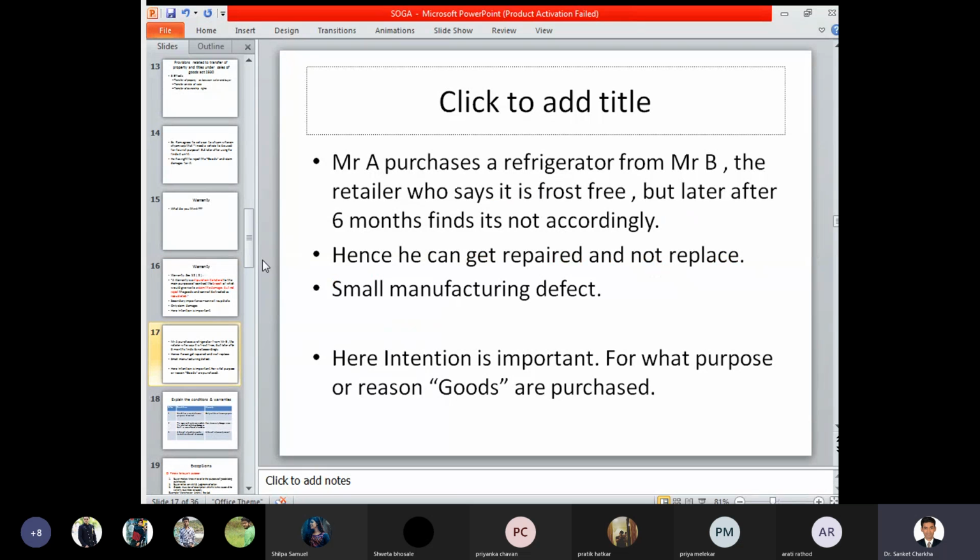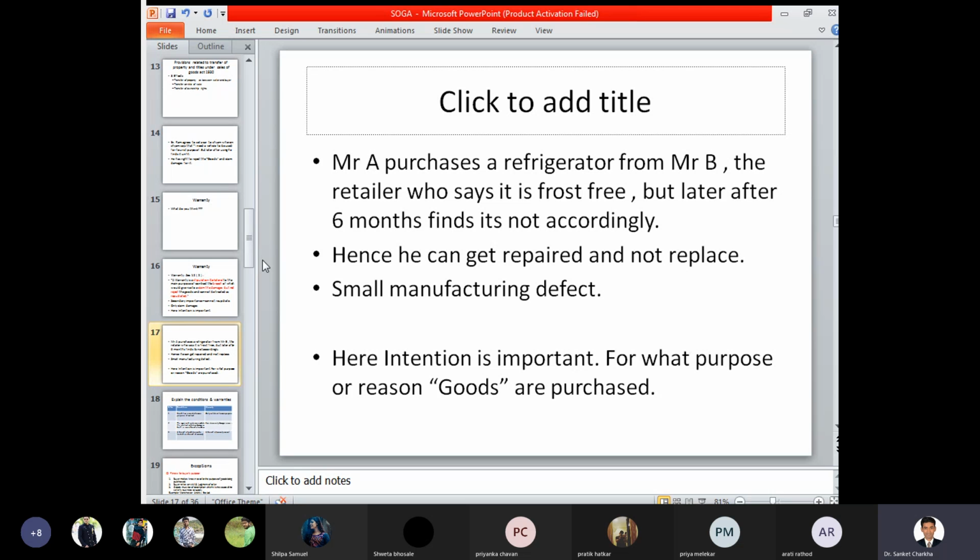Now, the example we have taken: Mr. A purchases a refrigerator from Mr. B, the retailer, who says it is frost free, but later after 6 months he finds it is not. Hence, he can get it repaired but cannot get it replaced. So in this example, Mr. A goes to a particular store and says that he wants to purchase a refrigerator. A Whirlpool refrigerator was being purchased, and while selling this particular refrigerator, the seller, that is Mr.